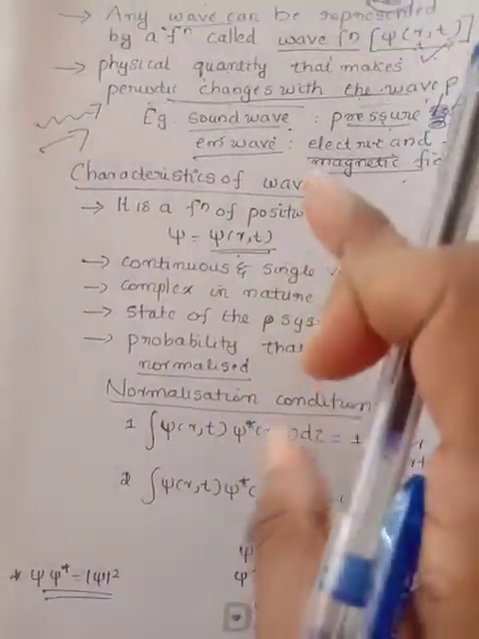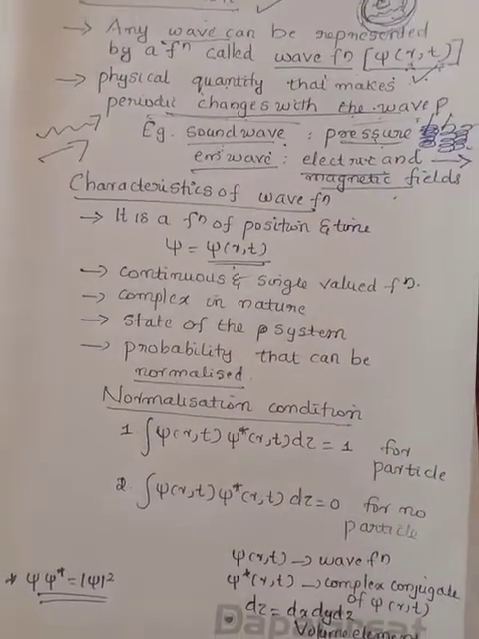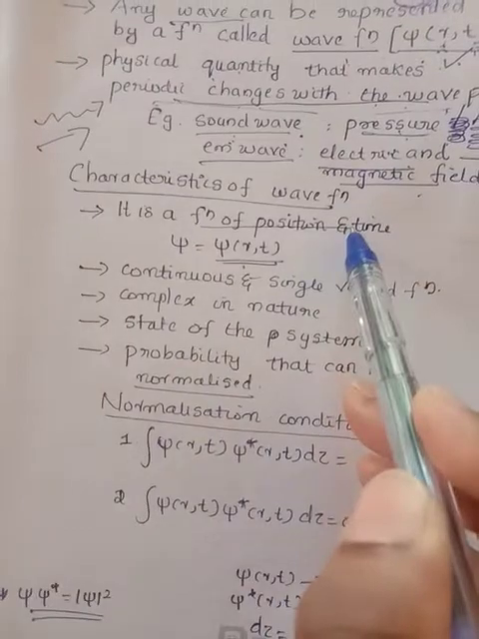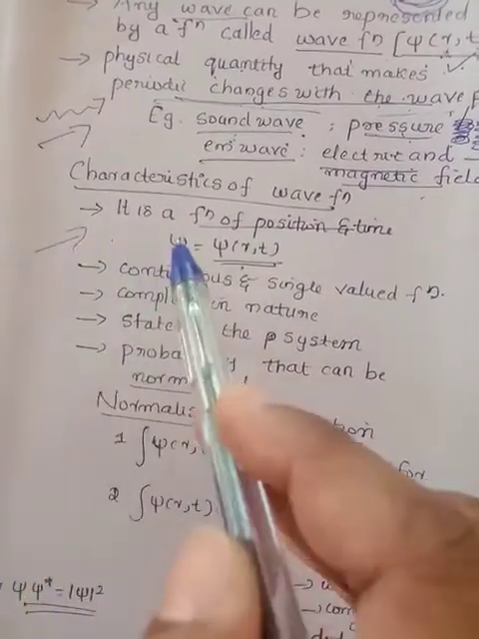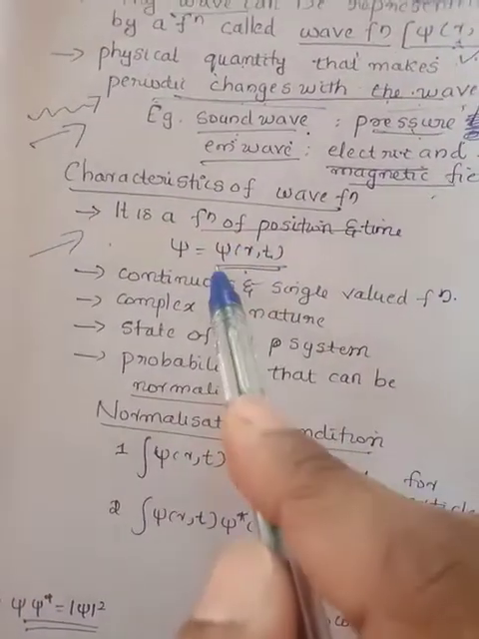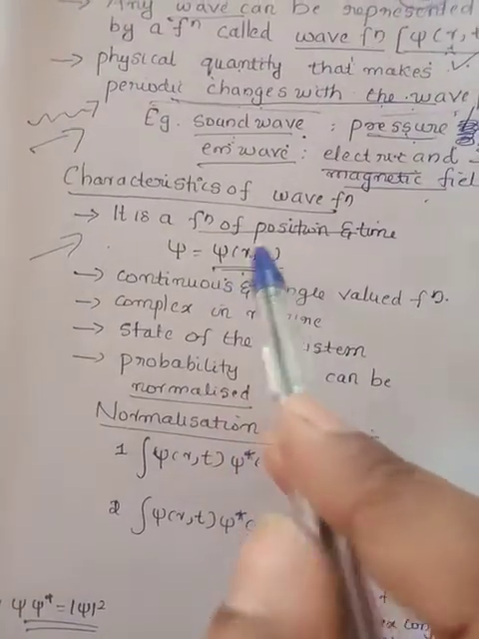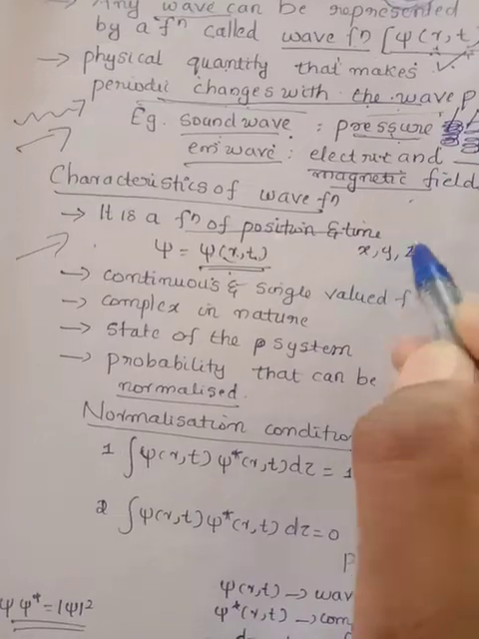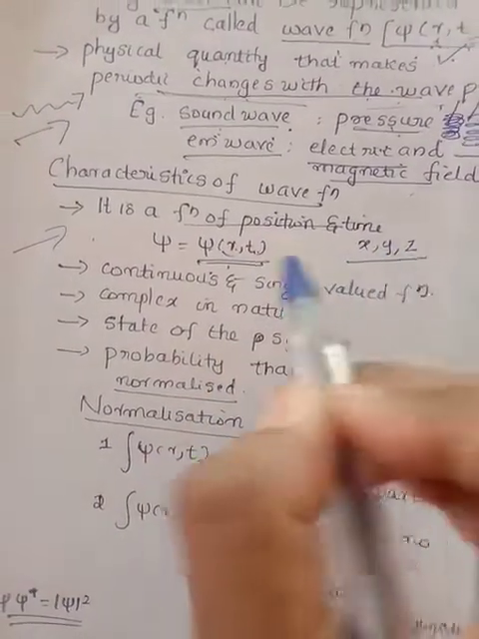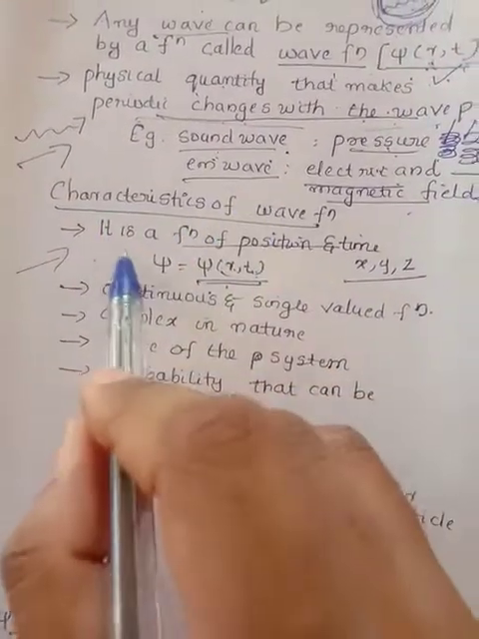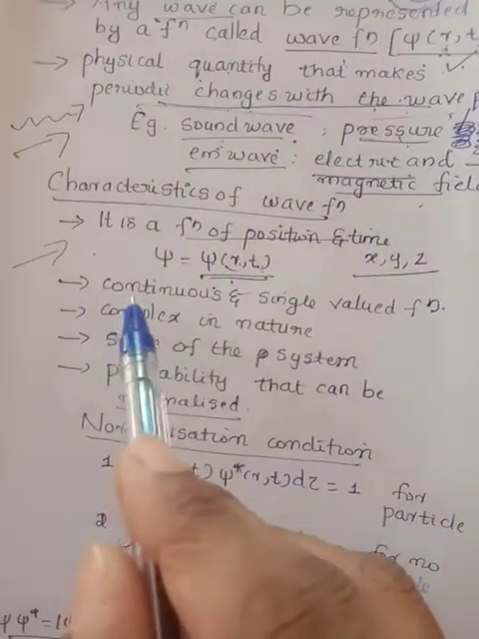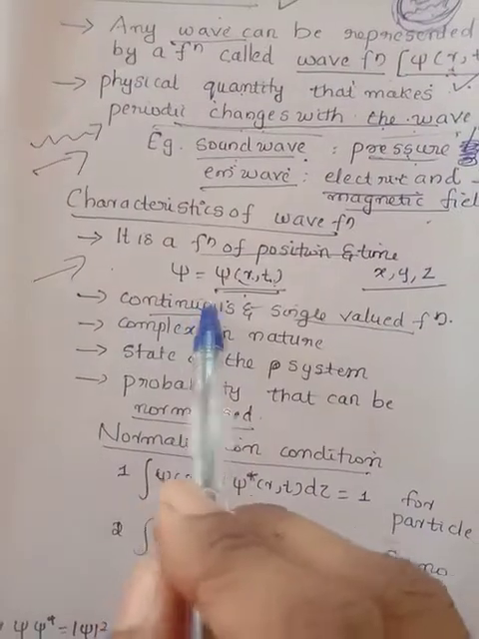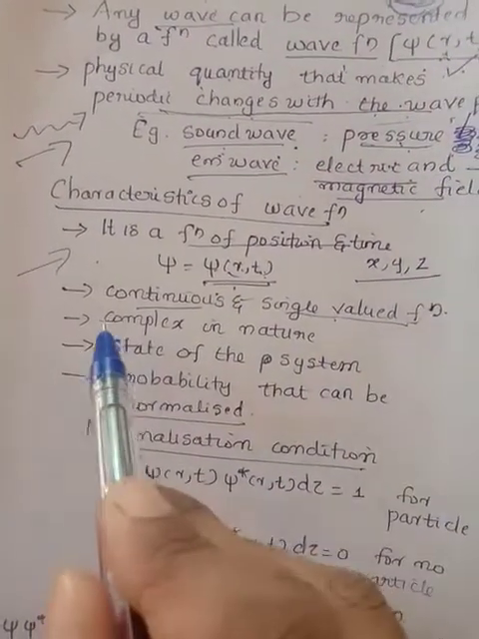Now what are the characteristics of wave function? There are a few characteristics. First one is, it is a function of position and time. This is the first property, right? Psi is equal to psi of r,t. Wave function is a function of position and time. r is a position. r may include x, y and z. That represents the position of the particle and t the time. That is the first characteristic. Second one is, it is continuous and a single valued function. Wave function will always be continuous and it will be a single valued function.